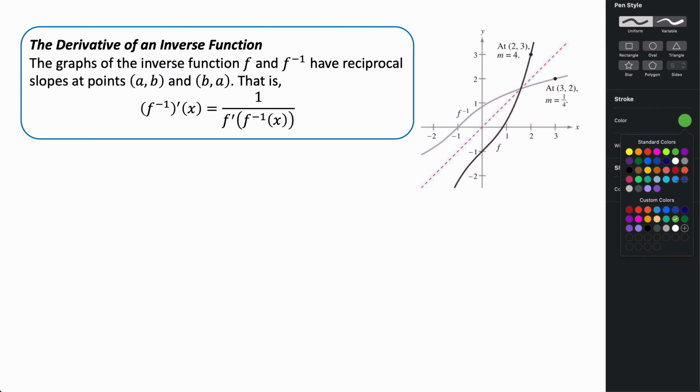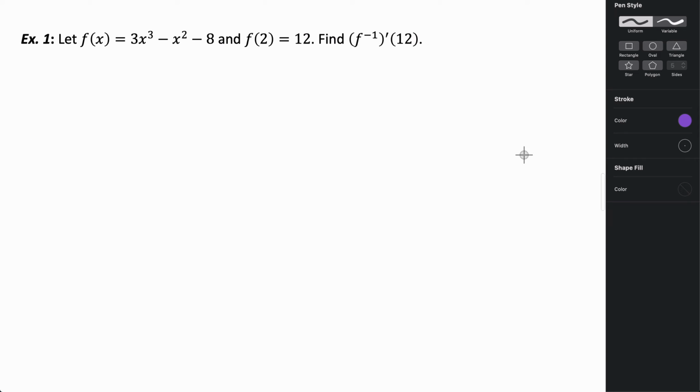And so we can apply that to these other problems where we're trying to actually find the inverse given some information about our original function. So in this case, we're told that our original function f is defined by 3x cubed minus x squared minus 8. We're told f of 2 equals 12. We might not always be told this. Sometimes they'll just say, here is f, and they'll give us f inverse, or they'll ask us to evaluate the derivative at some value in the inverse.